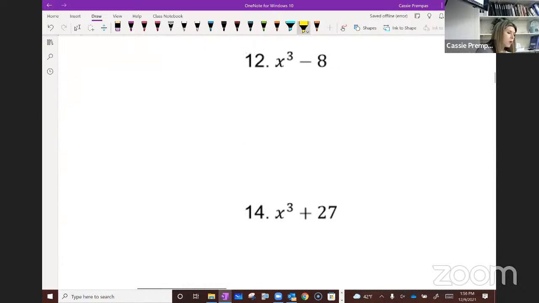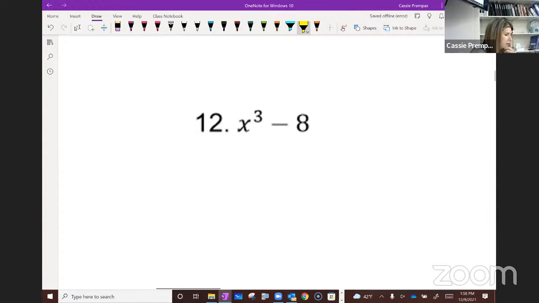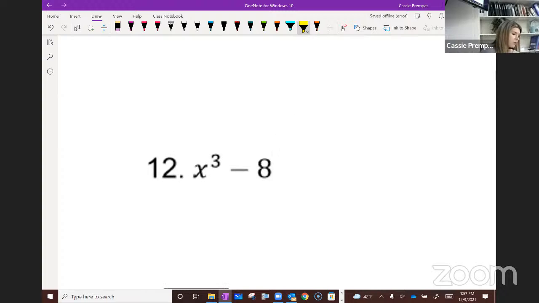Okay, number 12, is that the same as number 11? No, what's different, Zinnia? Oh, so if it's a subtraction with 2 squares, yeah, or if it's a subtraction with 2 cubes, yes, you can factor. But if it's an addition with 2 squares, you can't factor. And if it's an addition with 2 cubes, you can. Okay, got it. Yes, this is the SOAP.